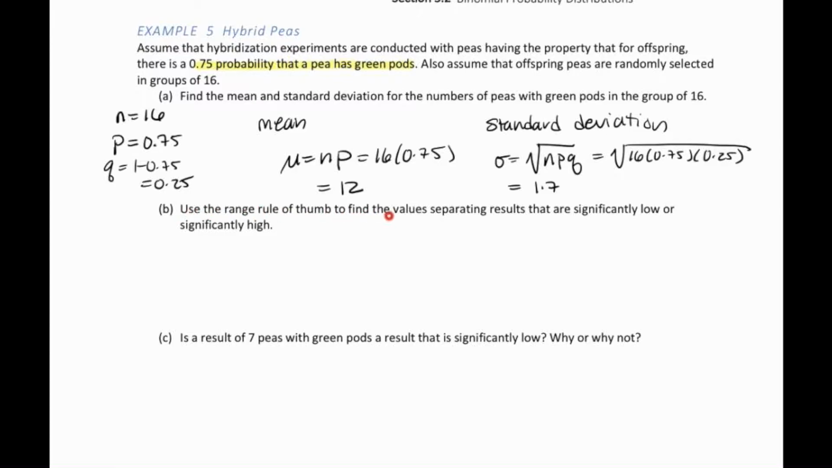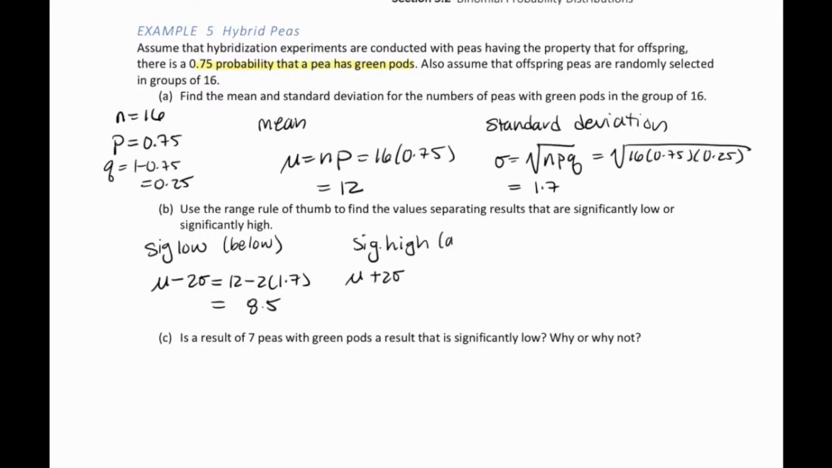Use the range rule of thumb to find the values separating results that are significantly low or significantly high. So let's start with significantly low, and this is the mean minus 2 standard deviations. And now let's try significantly high. So the usual minimum is 8.5 and the usual maximum is 15.5.